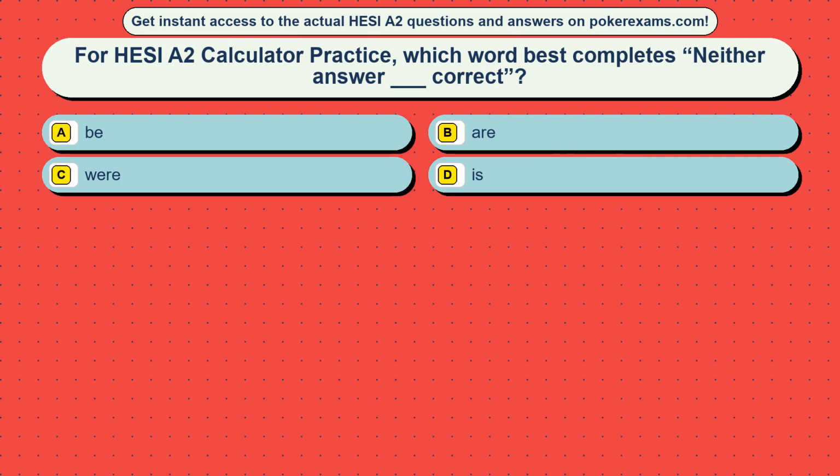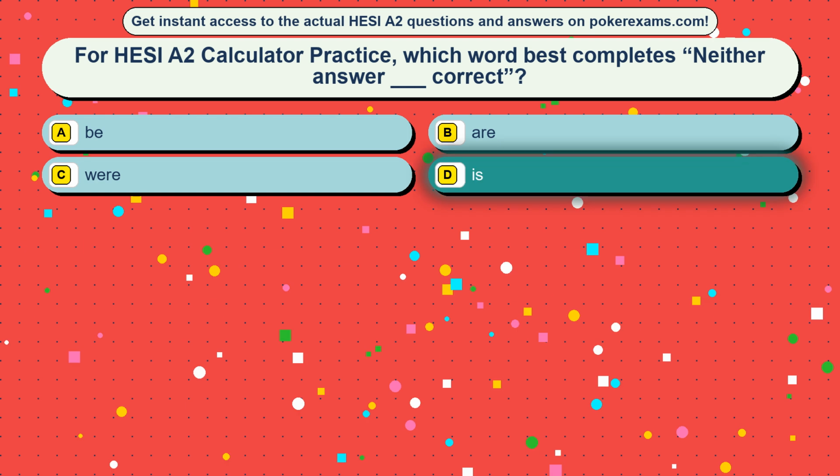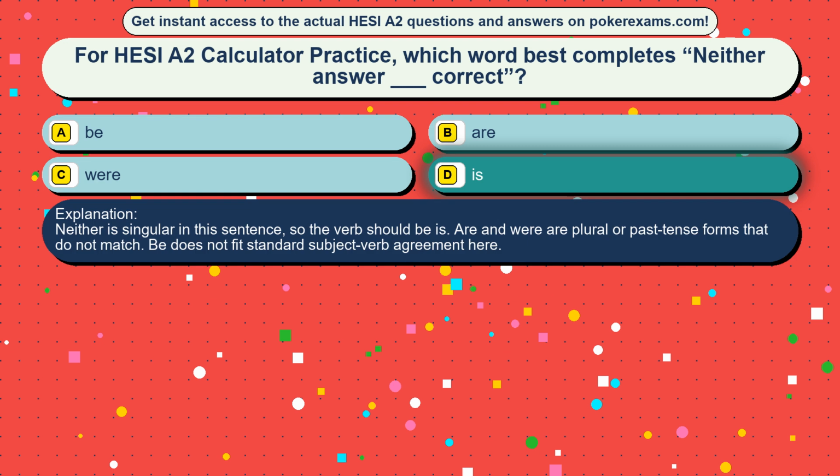Question 12. For HESI A2 calculator practice, which word best completes neither answer blank correct? Option A, B. Option B, tar. Option C, were. Option D, is. The correct answer is option D, is. Neither is singular in this sentence, so the verb should be is. Are and were are plural or past tense forms that do not match. B does not fit standard subject-verb agreement here.